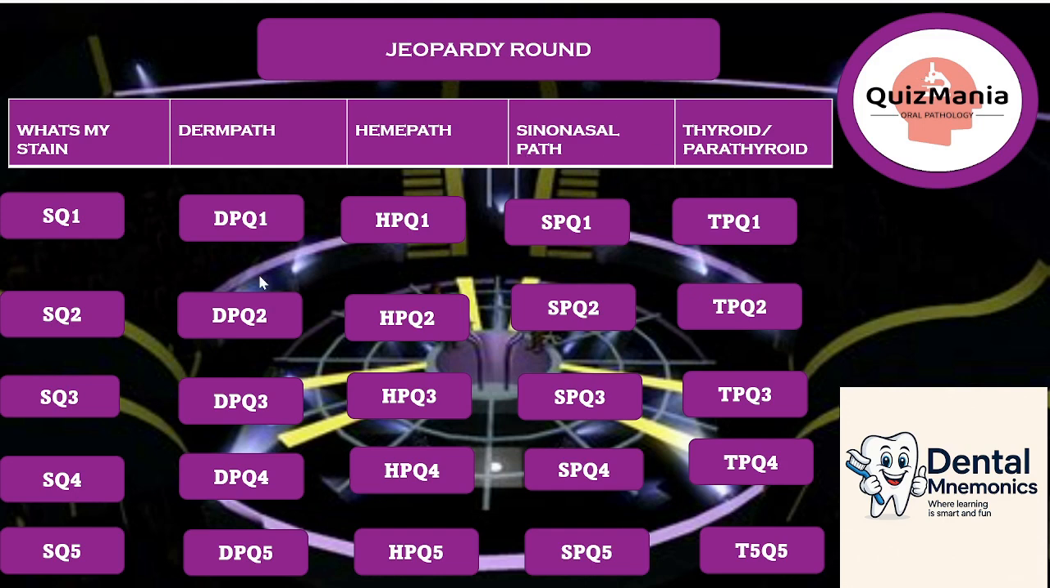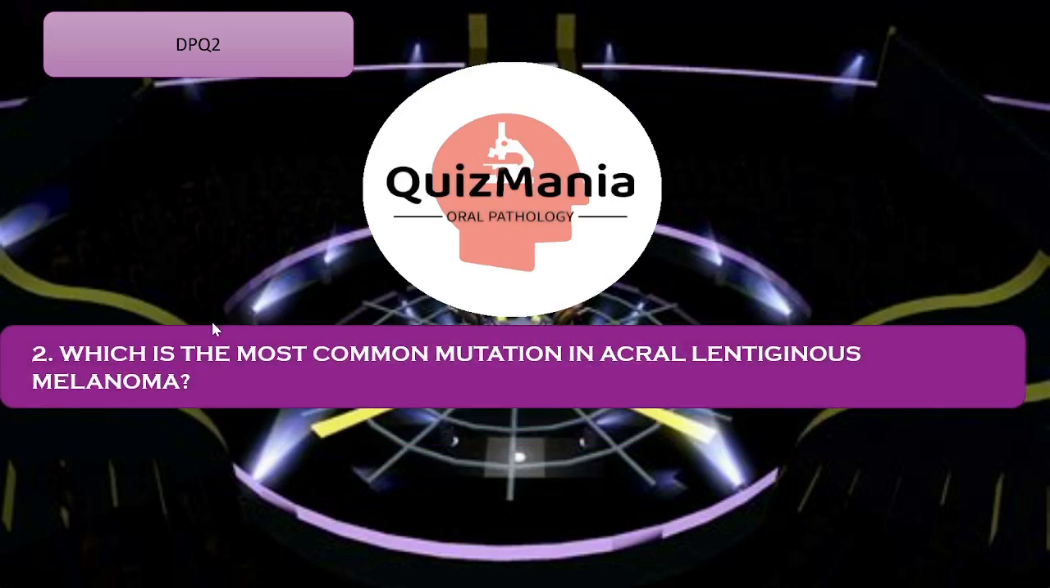So let's go to question number 2 related to DermPath. The question is, which is the most common mutation in acral lentiginous melanoma? We know that usually all melanomas have the BRAF mutation. So is it the BRAF, or do we have some other special mutation that occurs in acral lentiginous melanoma? I hope you have noted the answer, so let's reveal our answer.